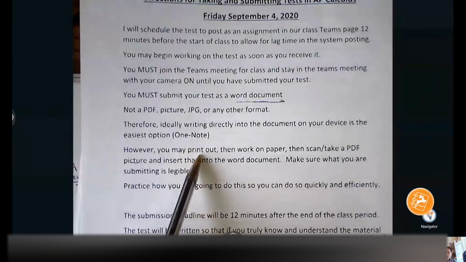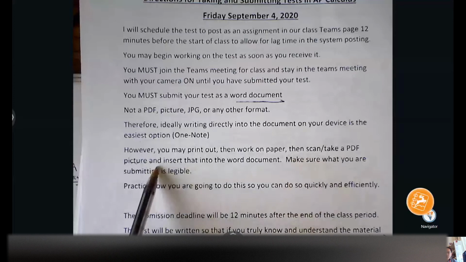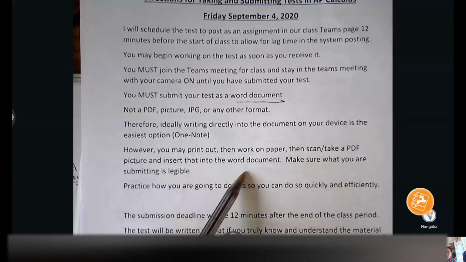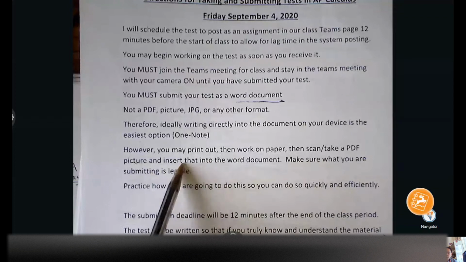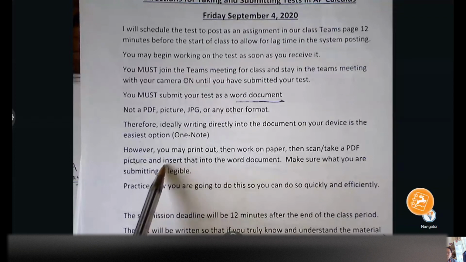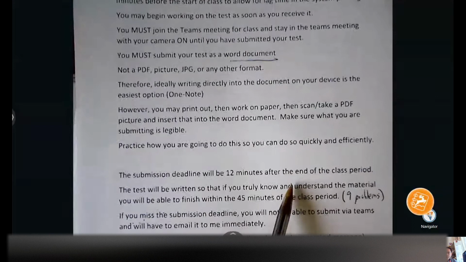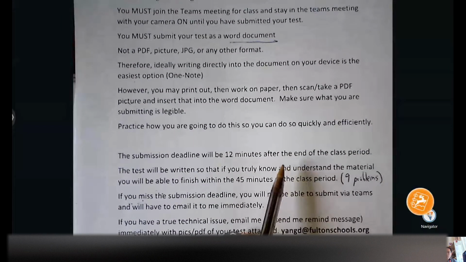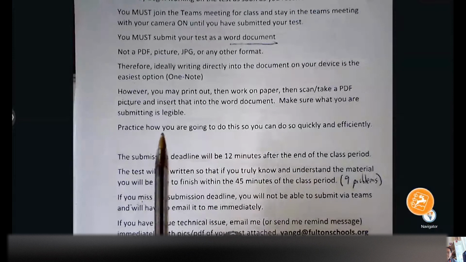However, you may print out, then work on paper, then scan and take a PDF or photo, and then insert it into a Word document. Sometimes that could be doing copy and paste. That could be using the snipping tool to move it into a Word document. And then make sure what you're submitting is legible. Practice how you're going to do this so that you can do it quickly and efficiently.